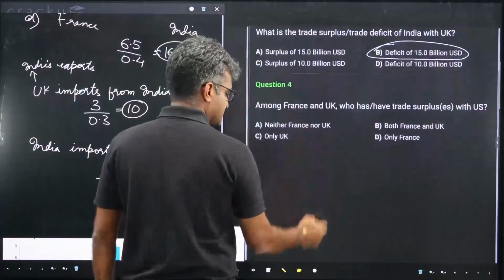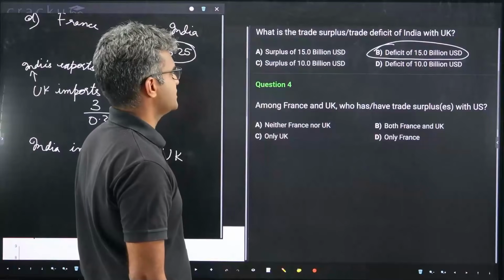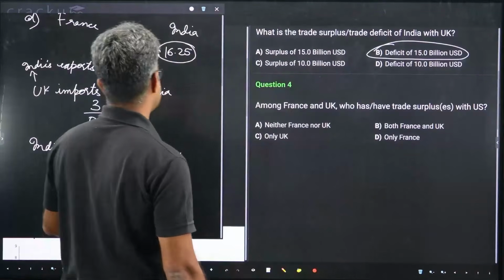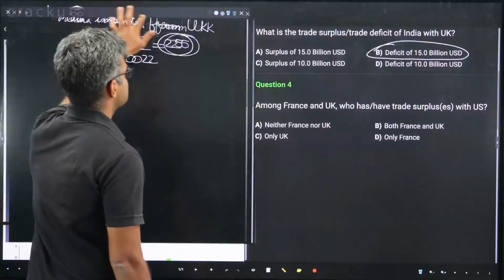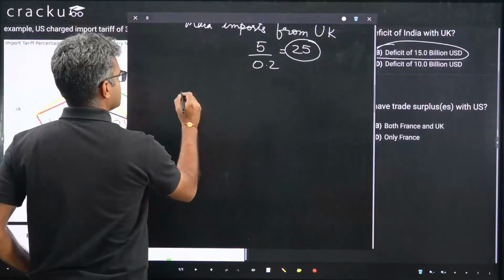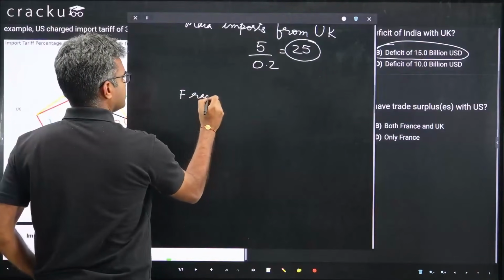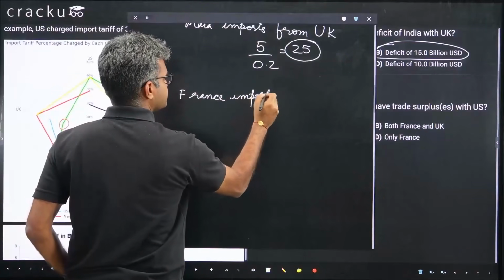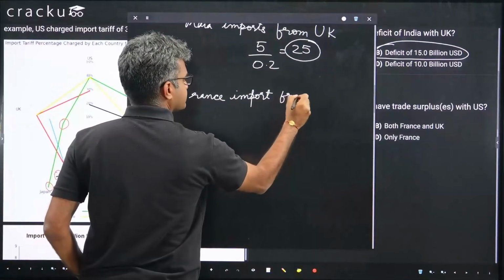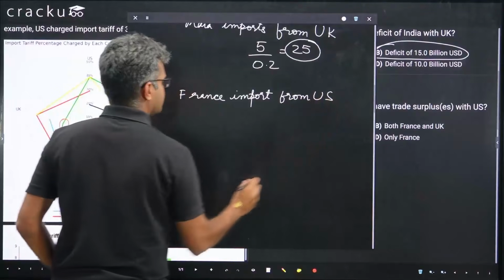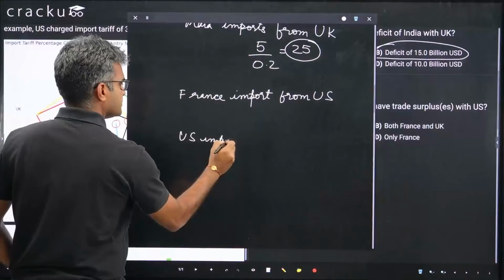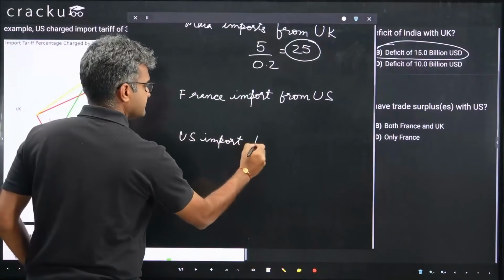Let us look at the last one. Among France and UK, who has trade surplus or deficit with US? Okay. Let us look at France. France import from US. And the other one is US import from France.